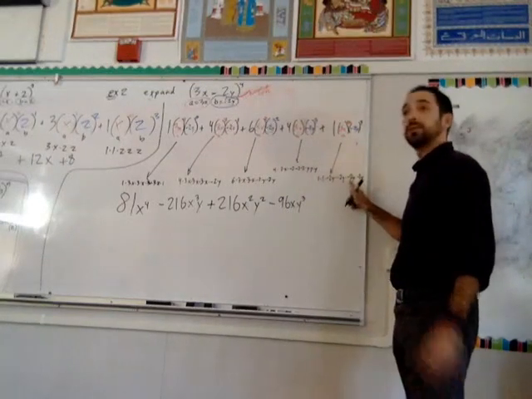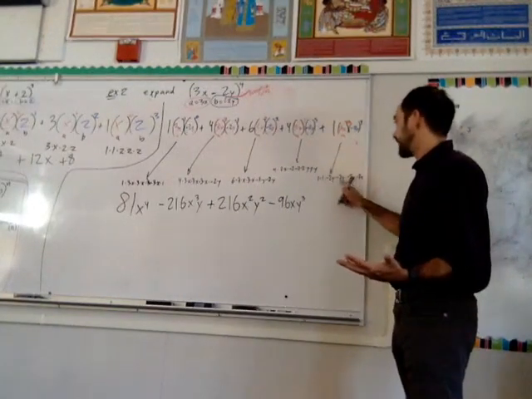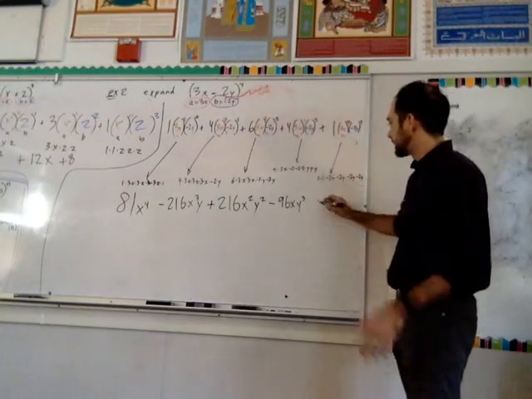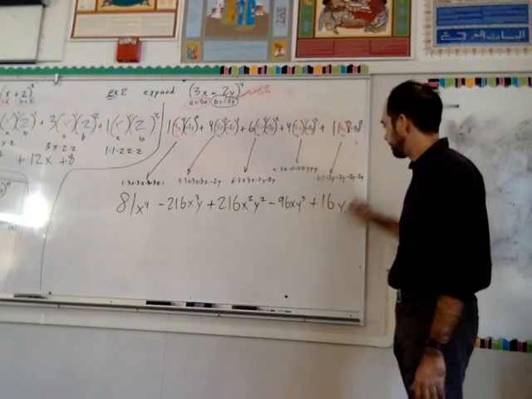Negative 2 times negative 2, positive 4. Times a negative 2, negative 8. Times a negative 2, 16. How many y's? Done.